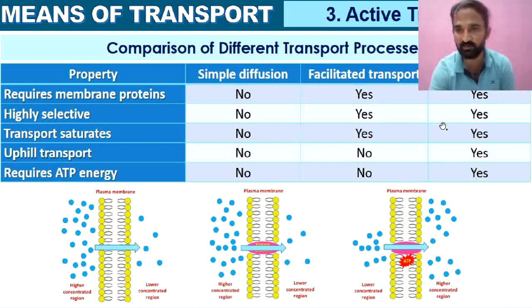Here carrier proteins are involved, and here too. For uphill transport, no protein is involved in simple diffusion, and none in facilitated transport either. Only active transport is yes. So in uphill transport, the molecules move from the lower concentration to the higher concentration, requiring energy for the movement of molecules from one place to the other. Simple diffusion and facilitated transport do not require any ATP molecule; only active transport needs energy in the form of ATP for the movement of molecules from the lower concentrated region to the higher concentrated region.